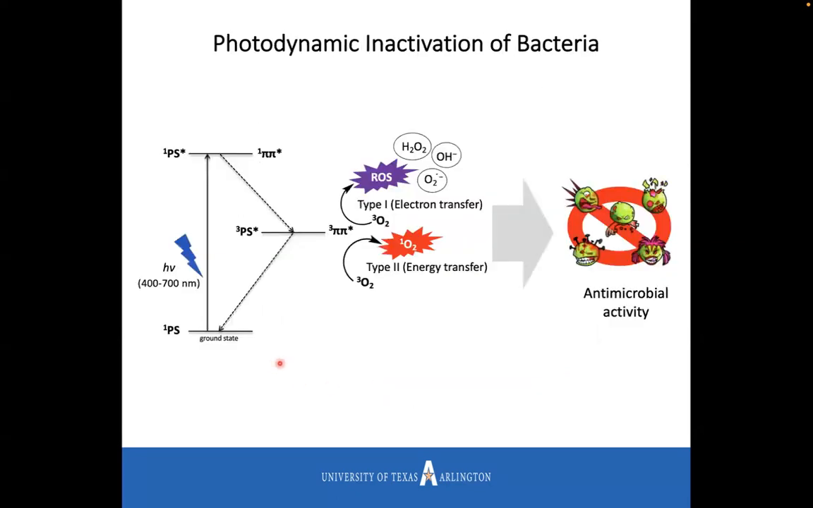The key objective of our lab is to design photosensitizers in such a way that we can increase the lifetime of the triplet excited state of the photosensitizer. Increasing the lifetime of the triplet excited state can increase the chances of the formation of reactive oxygen species, including singlet oxygen from the molecular oxygen. And the formation of more and more reactive oxygen species can lead to more antimicrobial activity.